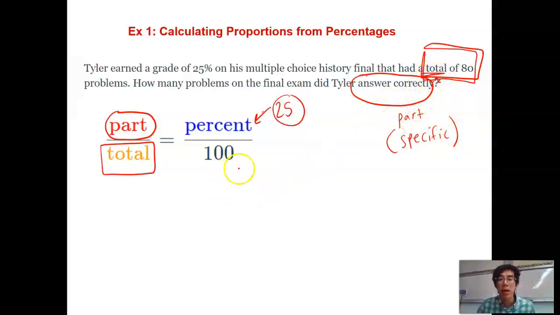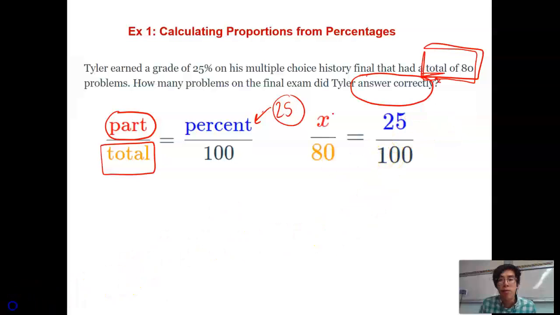So let's set this up in my equation. We have a total of 80 questions, and I'm going to leave my part as x, because I don't know how much he answered correctly. That's the question I'm asking. And look, I solved the proportion already. I just related it to a percent, because I know percentages are always out of 100.